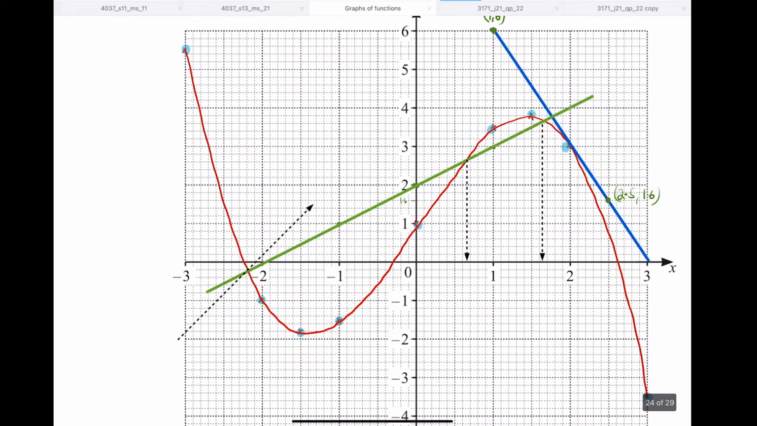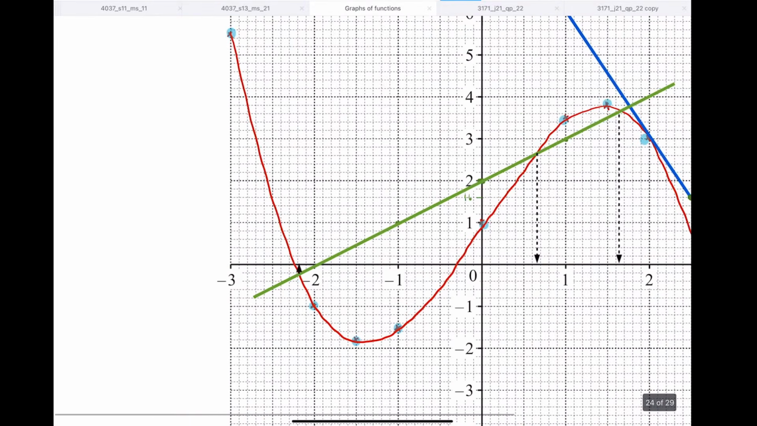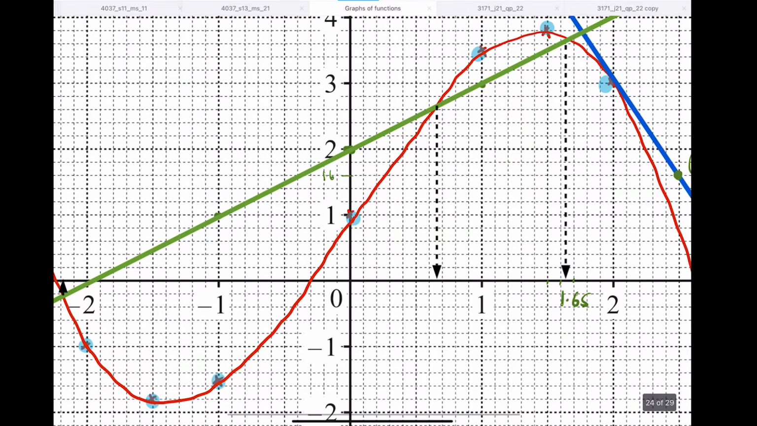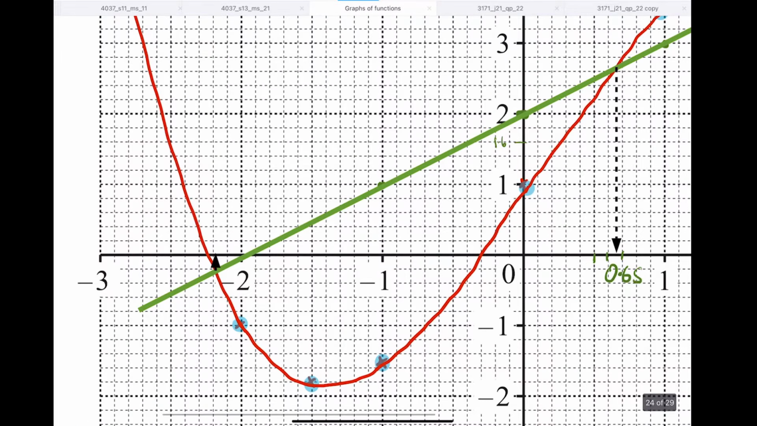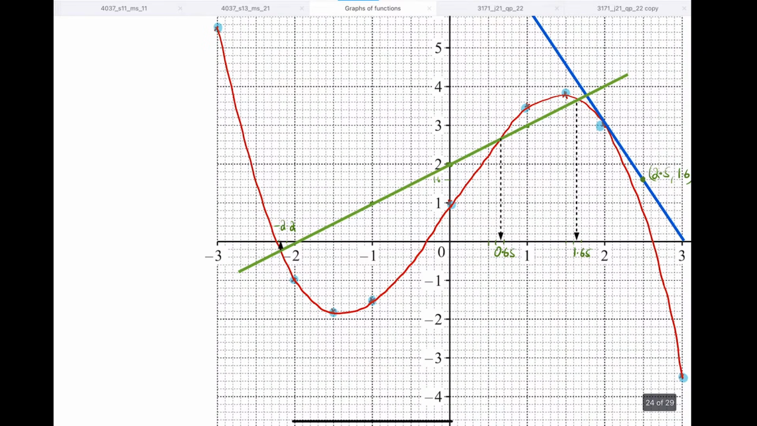Okay, let's write them down one by one. Let's start from the most positive one, which is 1.5, 1.6, 1.7. So I'm going to go with 1.65. And then 0.5, 0.6, 0.7, so 0.65. And then minus 2.1. Now, because this is extremely close to minus 2.2, I'm going to go with minus 2.2. It's not in between, it's extremely close to minus 2.2.